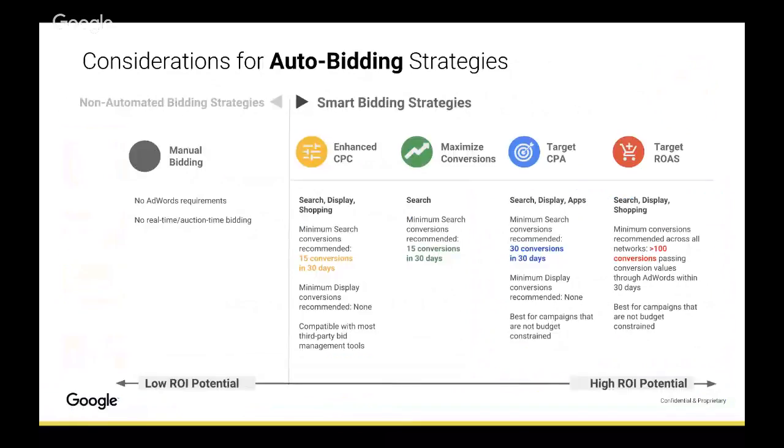To summarize the auto bidding, one thing that we'd like to remind you is that there is a minimum conversion requirement for each type of bidding strategy. You will need 30 conversions in the last 30 days to be able to run a good target CPA strategy. For target ROAS, because this is based on the ROI, you would need at least 100 conversions in the last 30 days to be able to run a target ROAS. So make sure that your conversion volume meets this criteria.